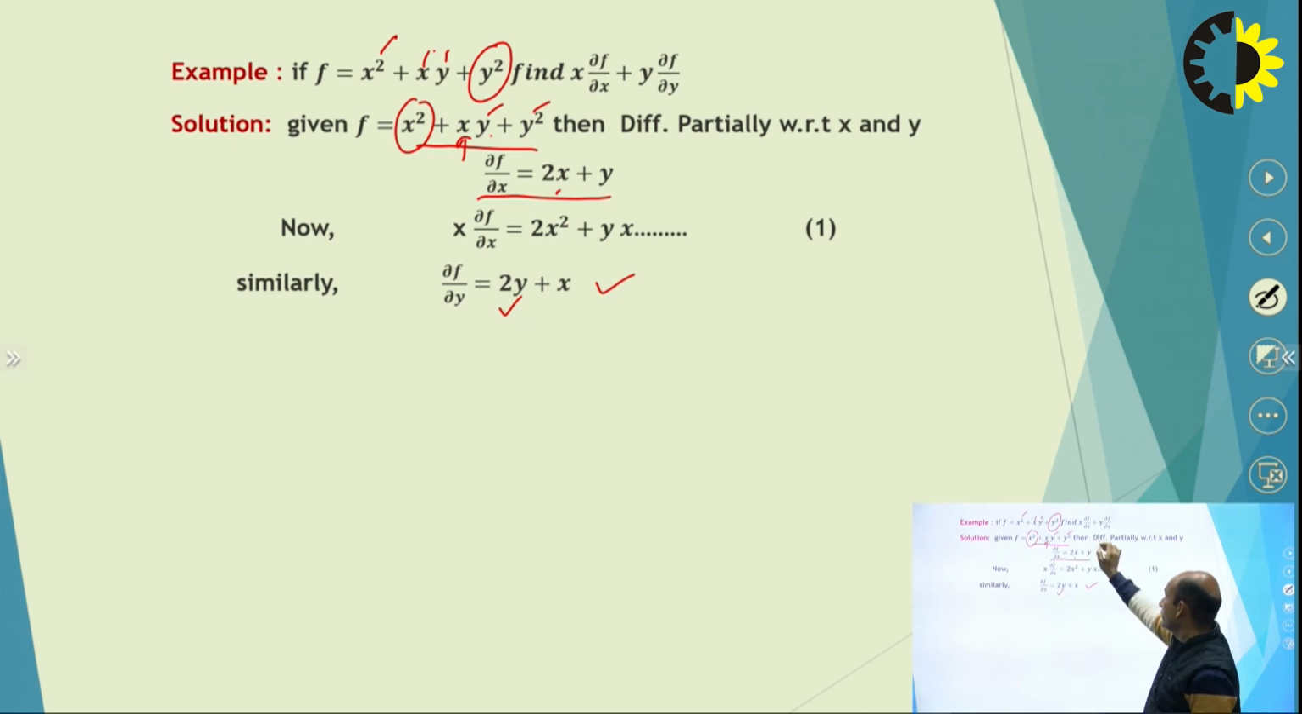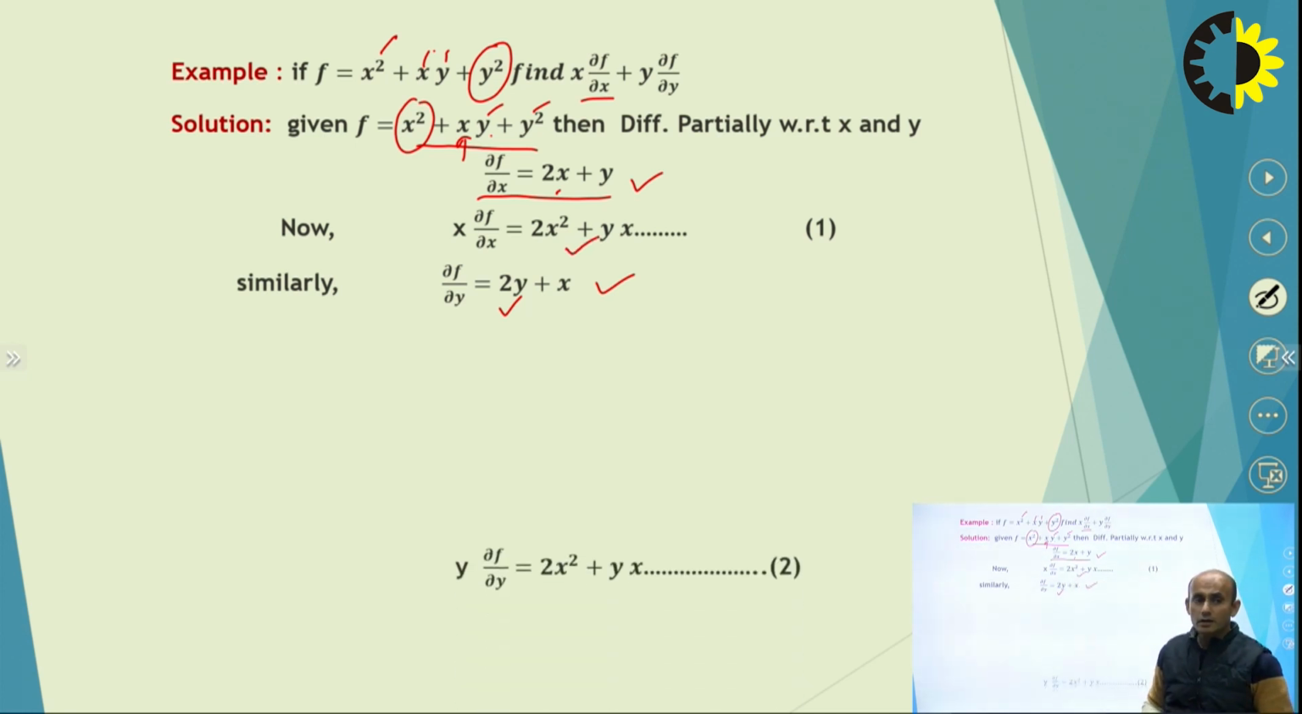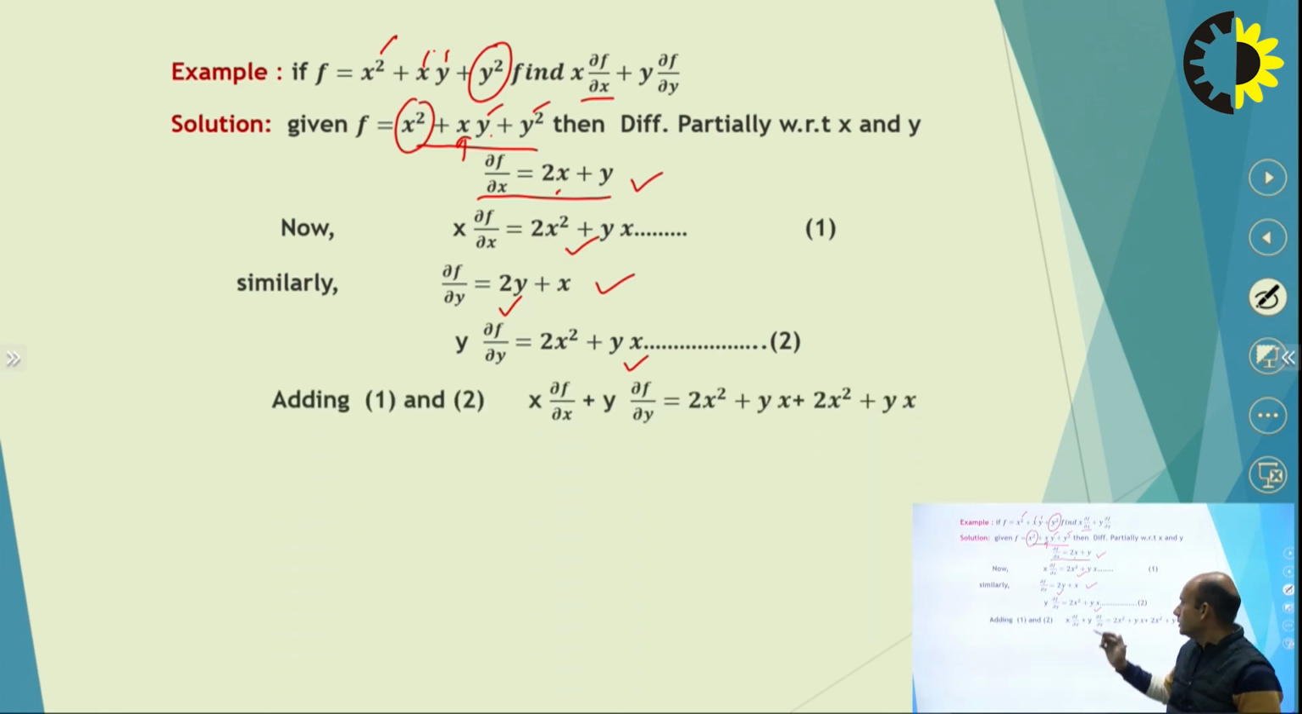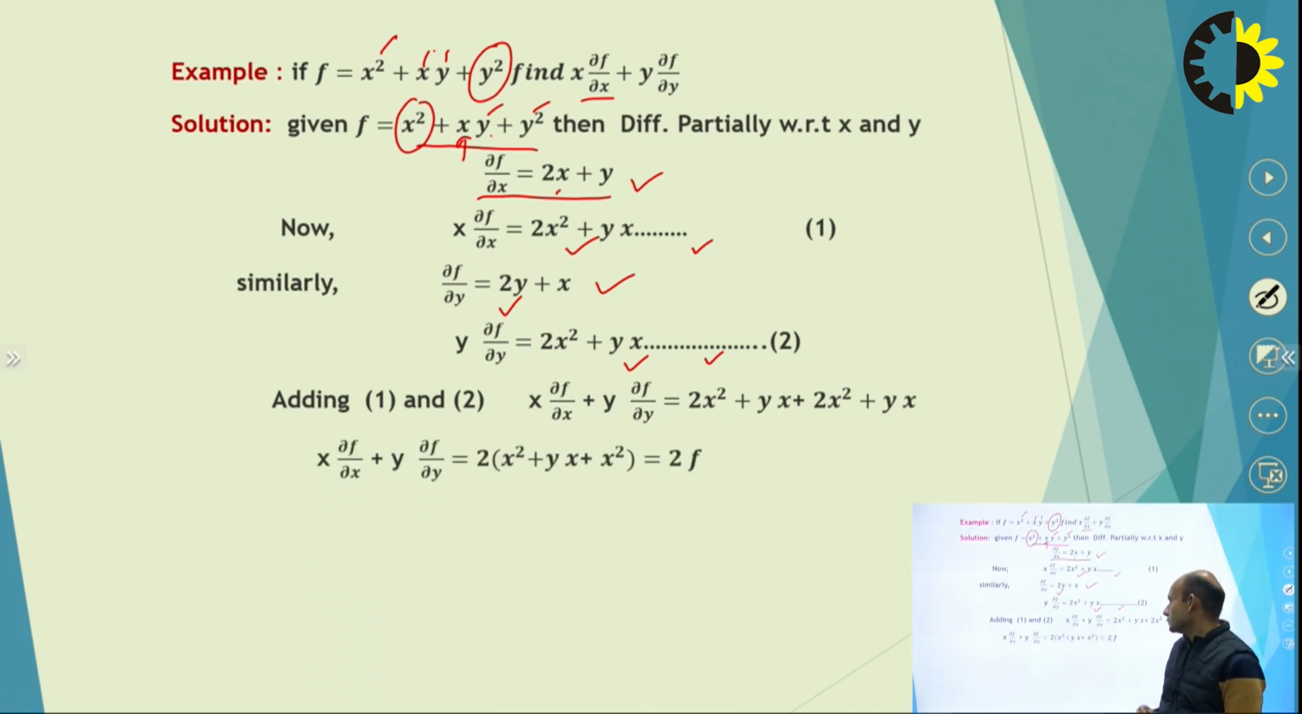Now since we have to find x del f upon del x, in del f upon del x multiplied with x, we get x del f upon del x, which is 2x square plus xy. And similarly here we have to find y del f upon del y, which is 2y square plus xy. So now if we add these two, x del f upon del x and y del f upon del y, then we get 2x square plus yx plus 2y square plus xy. So finally we have x del f upon del x plus y del f upon del y, which is 2 times this function, and this function is actually f. So x del f upon del x plus y del f upon del y equals 2 times the given function.